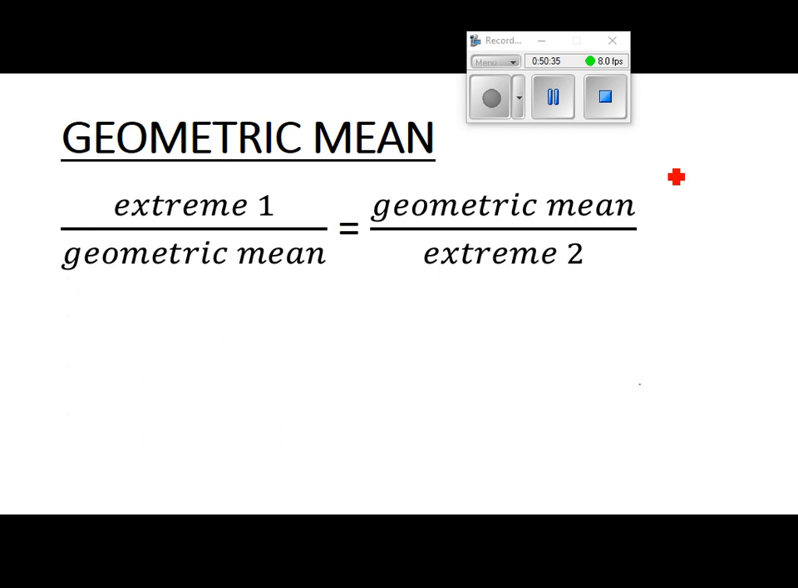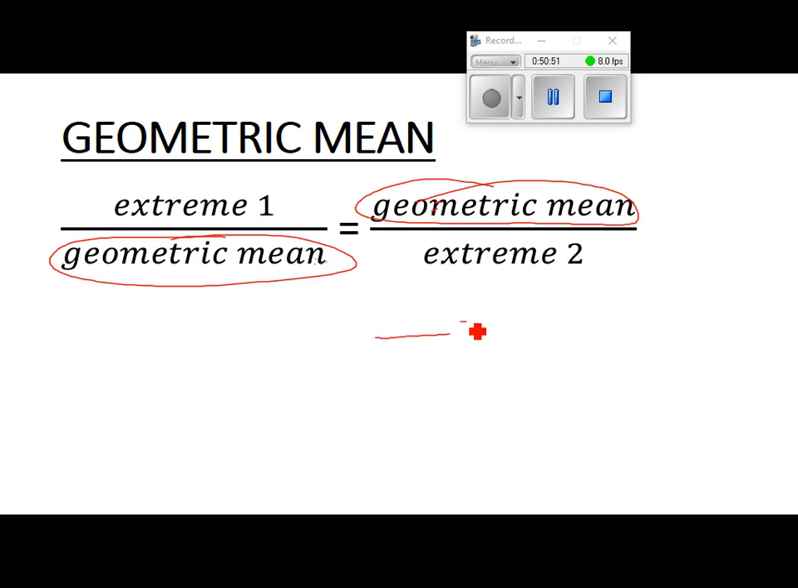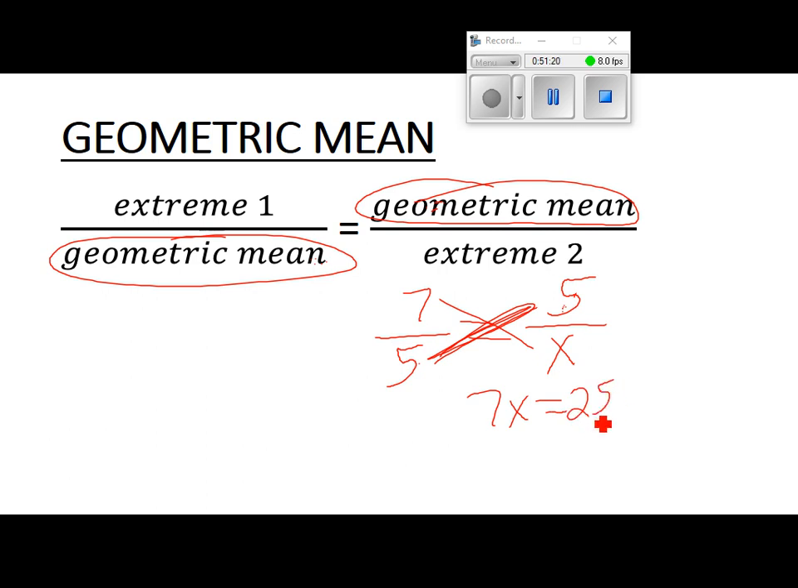When you're doing a geometric mean, do me a favor, and circle this or star it. These two numbers, or these two positions, are always going to be the same thing. So it's going to look something like this. 7 compares to 5, the same as, and we'll put x over here. What has to go here? These two have to be the same when you're using a geometric mean. If we were to do it, we cross multiply and you end up with 7x equals 25 and so on.